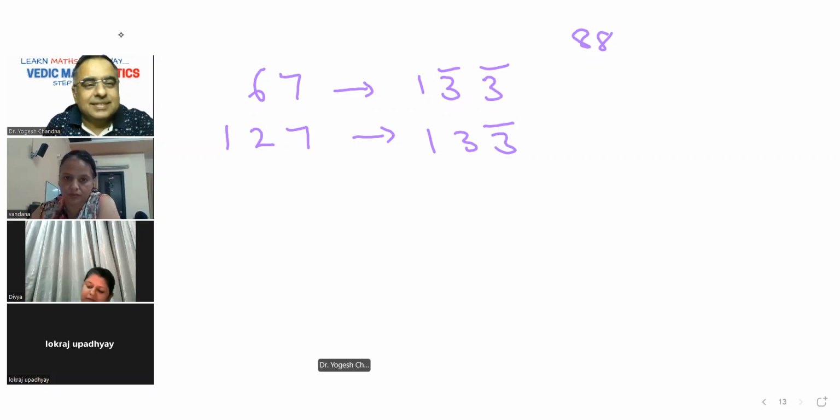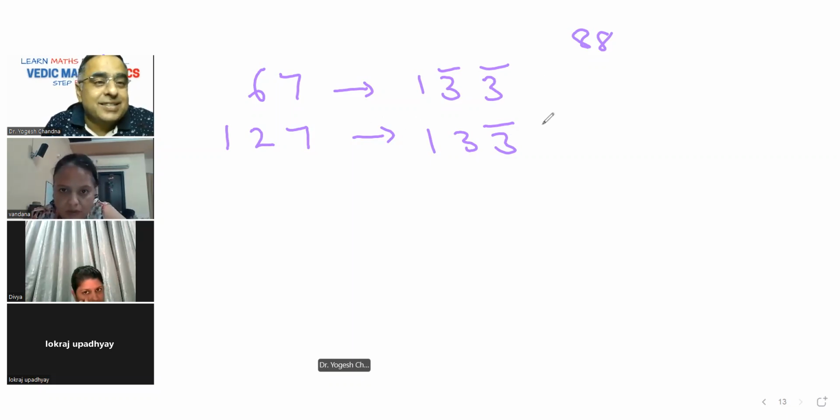1 3 3 bar. See the difference. 67 is just half of 127. But how much is the difference? Just one bar. Yes, sir. The difference is only this bar. Look, how much difference it has made in the value.